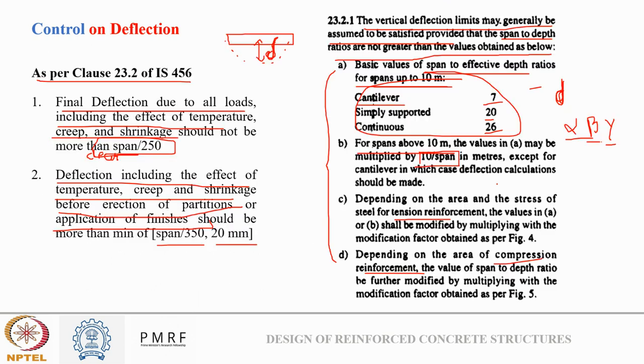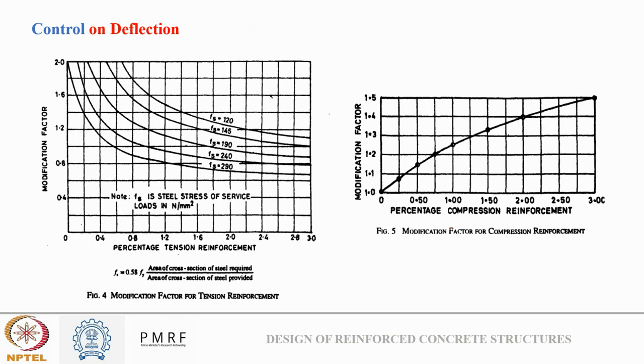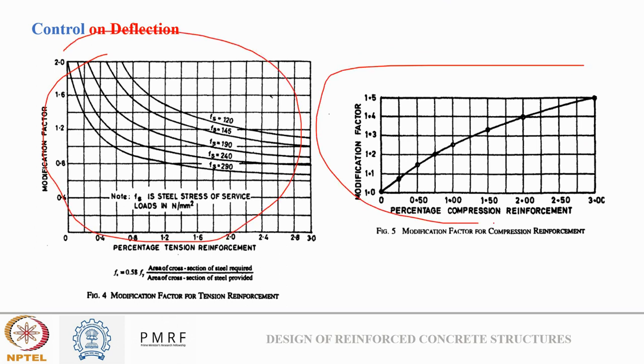So what are these modification factors for tensile and compression reinforcement? These are given through these. This is one figure from IS 456 and this is another figure. This one is for tensile reinforcement. This is for compression reinforcement.